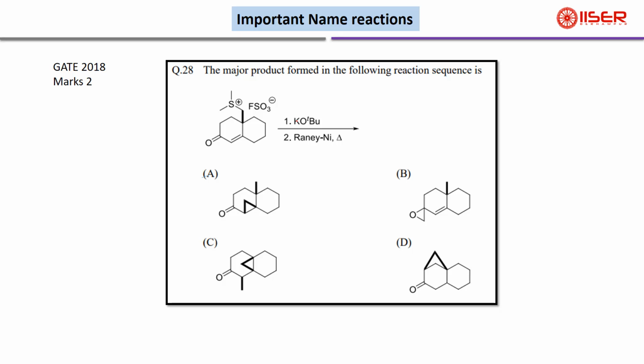What will be the major product formed in the following reaction sequence? It's a bit difficult. Just give it a try. Just give it a thought. It's not the simple ones like cyclopropanation or epoxidation. The reaction is a bit tricky. Just give it a thought.